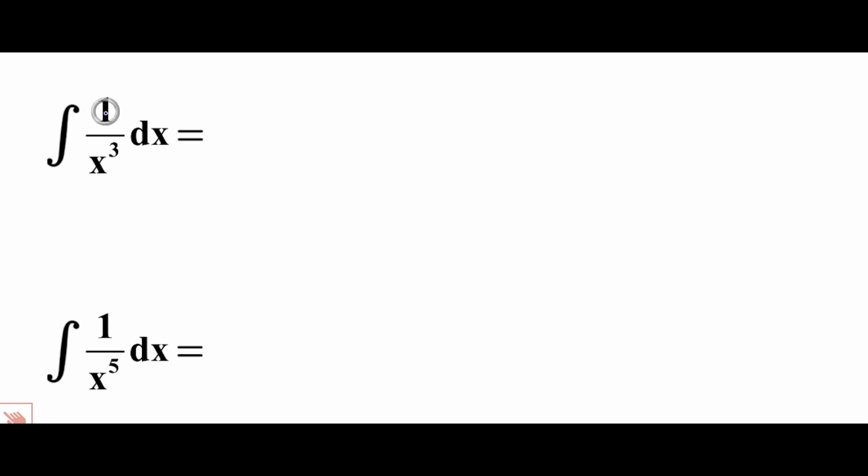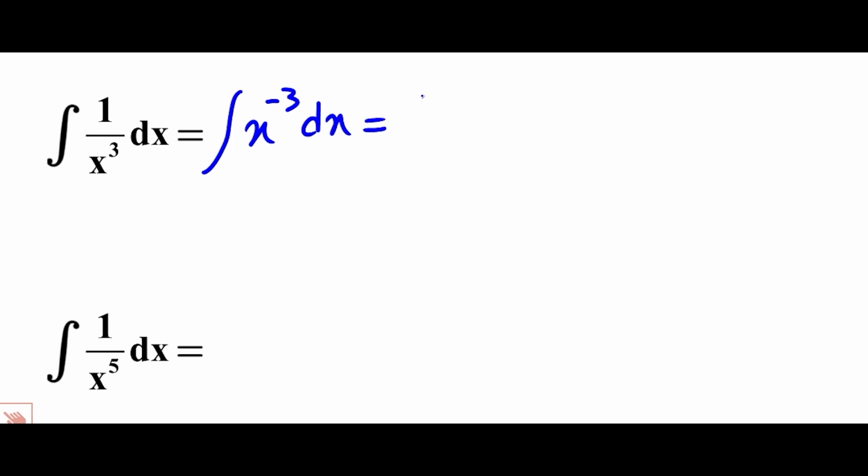The integral of 1 over x cubed dx. First, let's rewrite 1 over x cubed as x to the negative 3rd. As you know, whenever you move a term from the numerator to the denominator or vice versa, the exponent changes its sign. By doing this, we can easily apply the power rule to solve the integral. So we have the integral of x to the negative 3 dx.